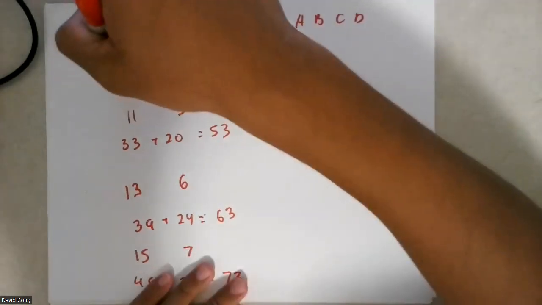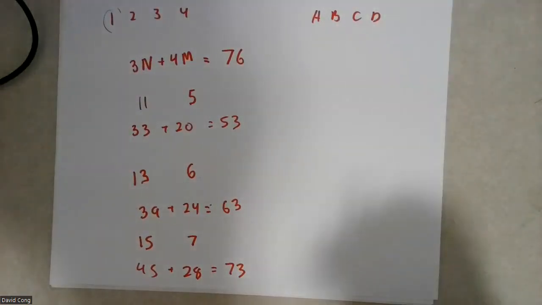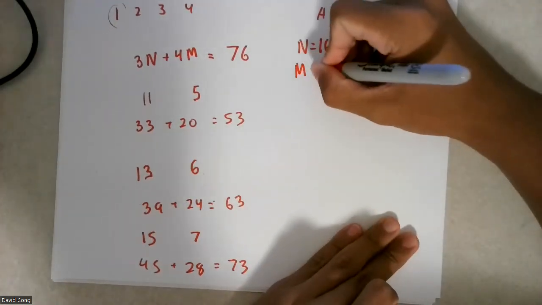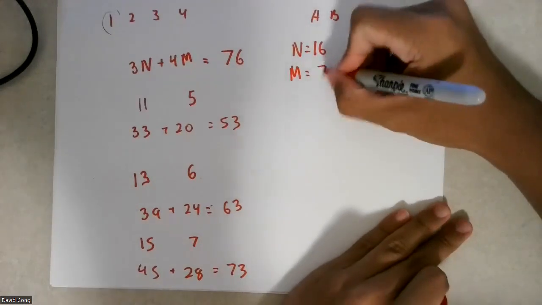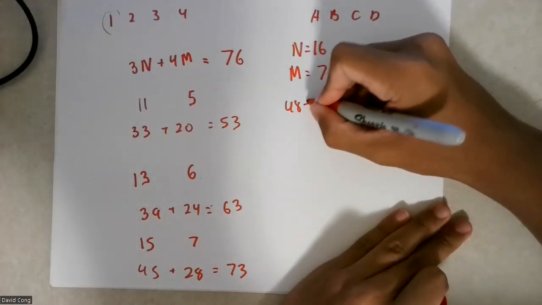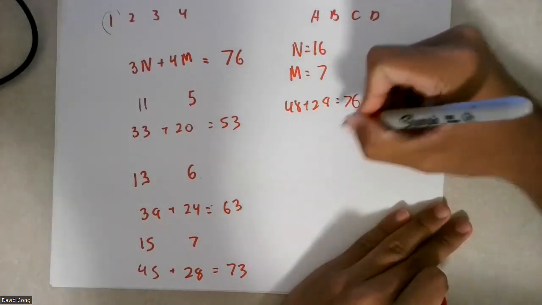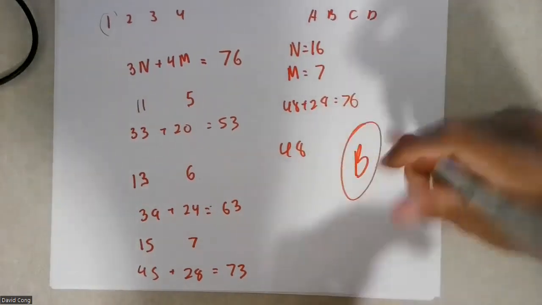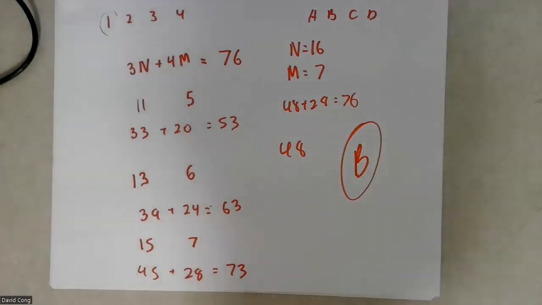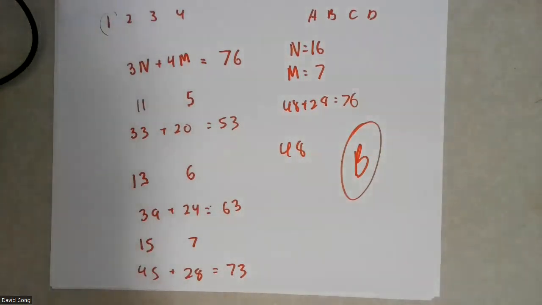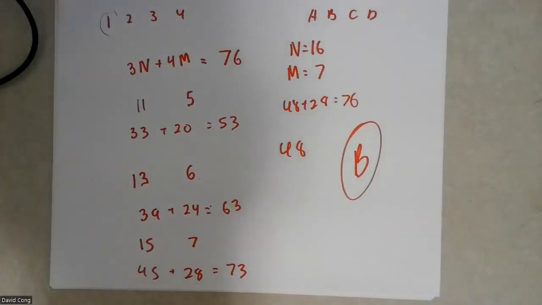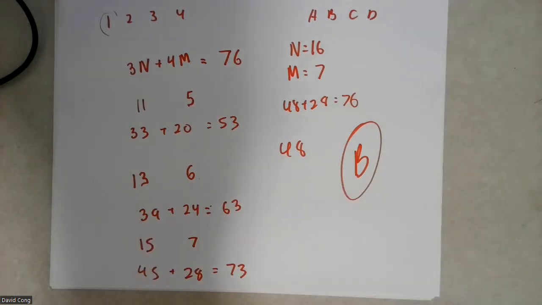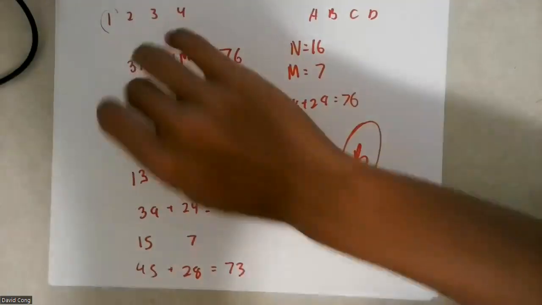How can we get 3 more games? Well, we know every time n increases, this increases by 3. So if we make n equal to 16 and m equal to 7, we get 48 plus 28, which is 76. Which means we play 48 games in our own division. The answer is B. So the only trick to this question is you just set up the equation. You need to find this equation. By reading the question, you can understand what we can solve for, which is this equation.